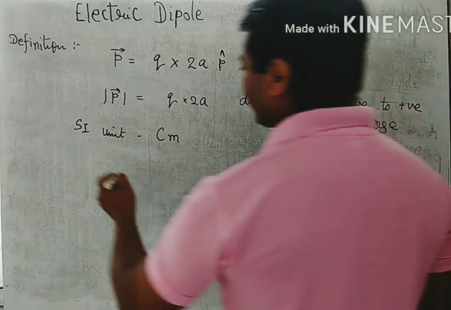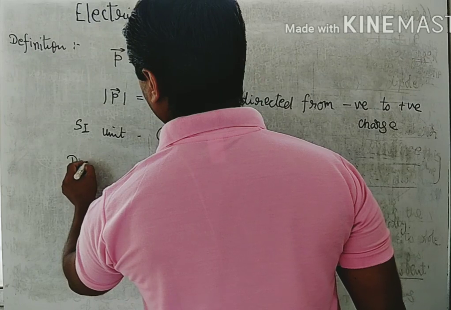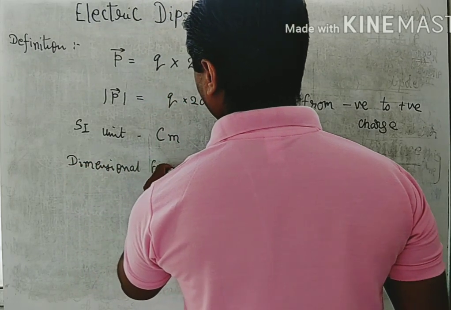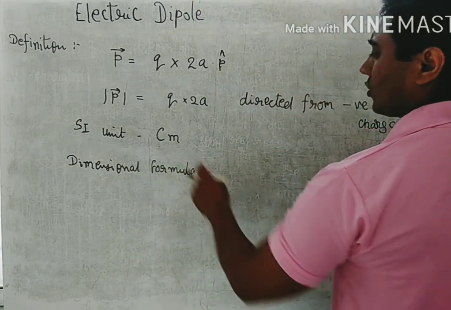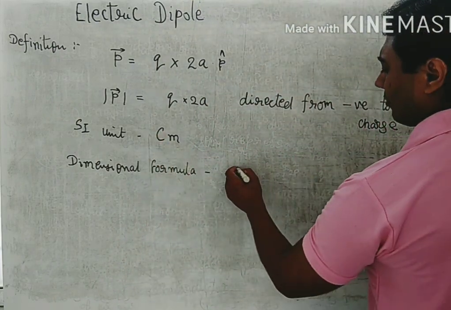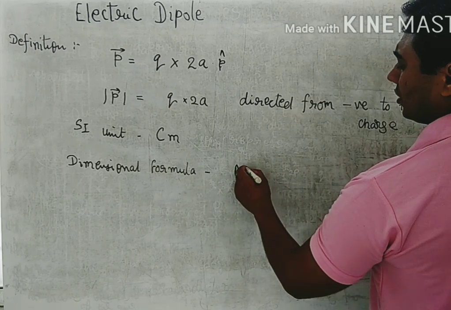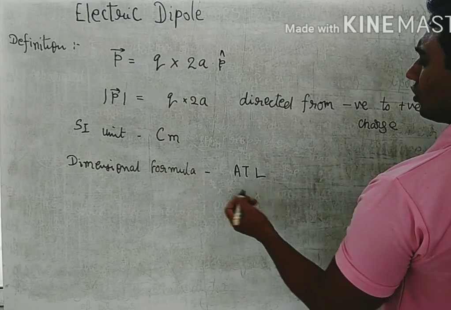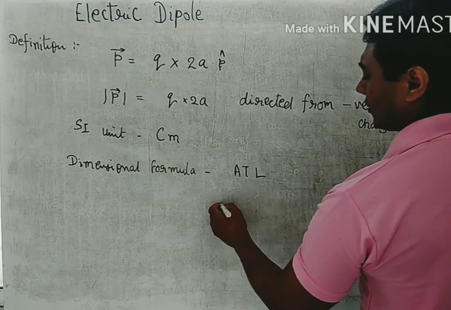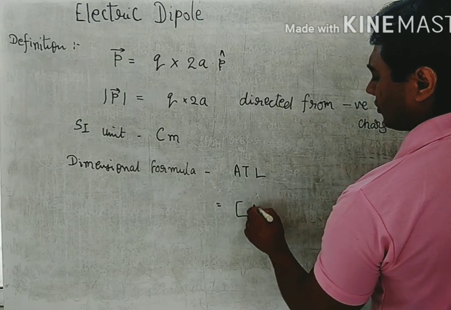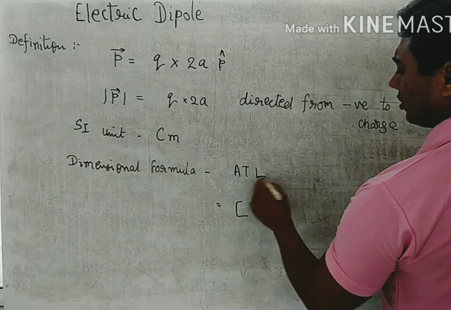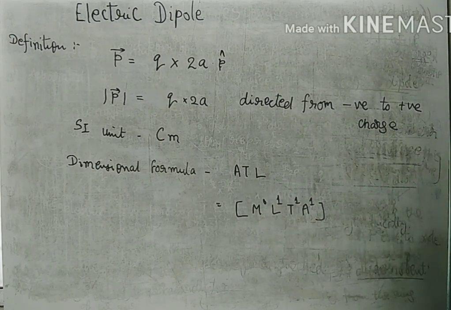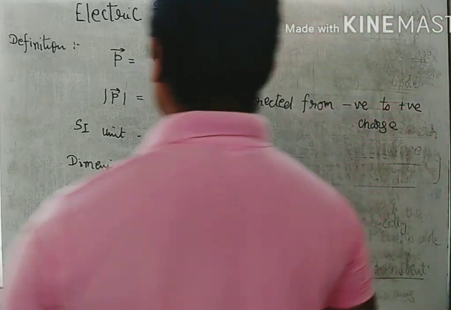Now dimensional formula also you can just work out. Dimensional formula. So dimensional formula, Coulomb has got ampere into time, AT, and meter is length. So we can write its dimensional formula to be M0 L1 T1 A1. So this is the dimensional formula of this dipole moment.